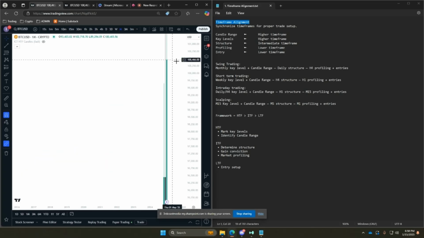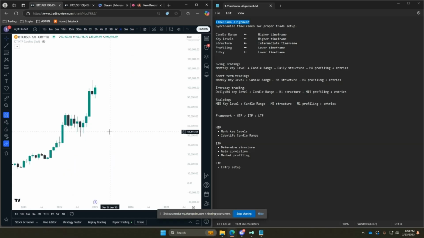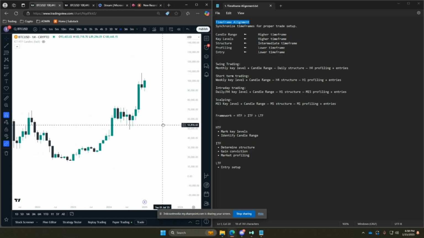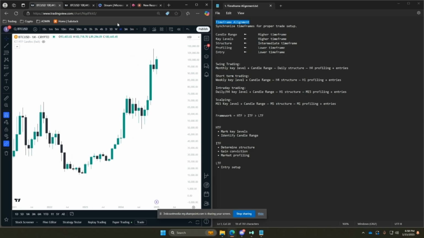So let's go back to monthly time frame, which is the higher time frame. We went over that before. When we do a top-down analysis, we start with the higher time frame. So in this case, we're just going to start with the monthly time frame. Time frame alignment is using the different time frames strategically to position yourself in a good spot.